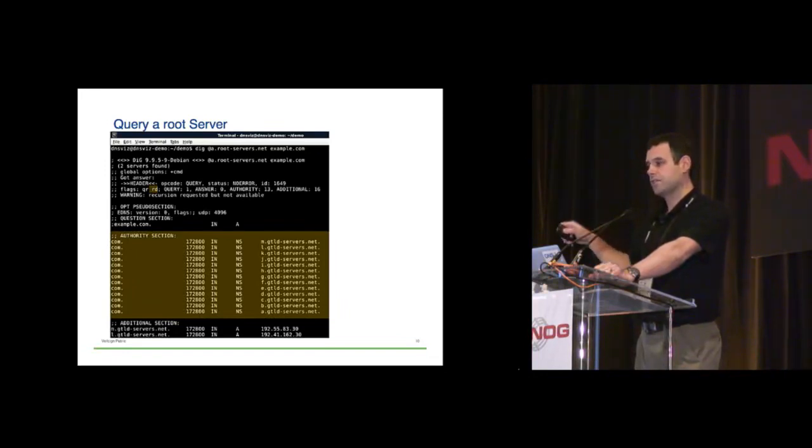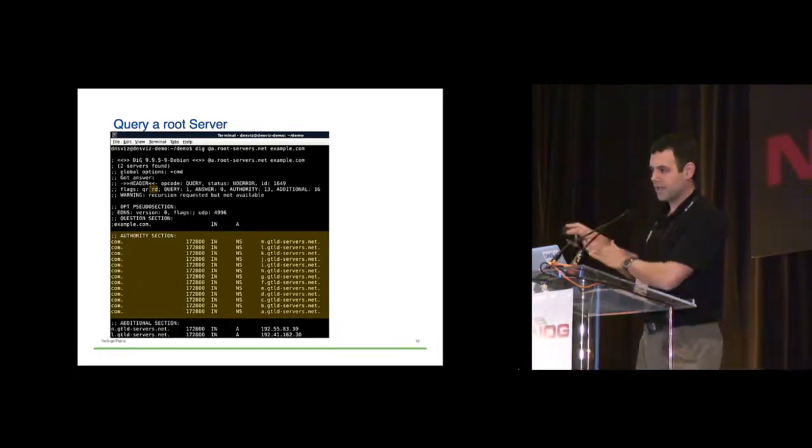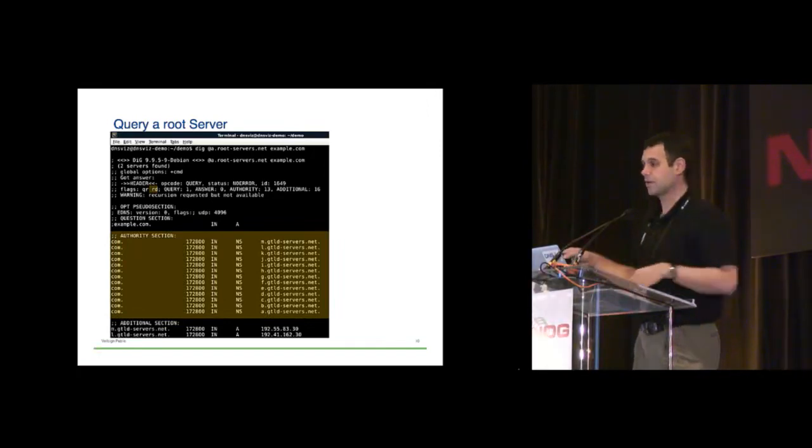It doesn't know the answer, but it does know how to get to .com, and the way it does that is through this authority section in the response. So you're seeing this on the left-hand side of this response, com, and you're seeing on the right-hand side all the names of the servers that correspond to .com.